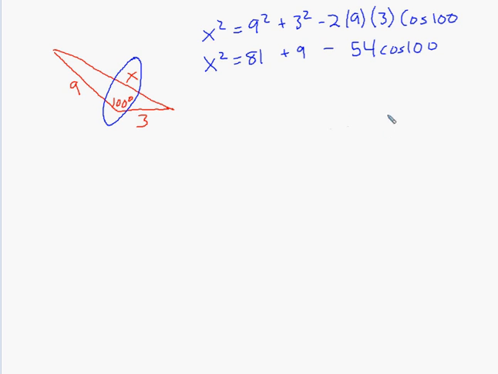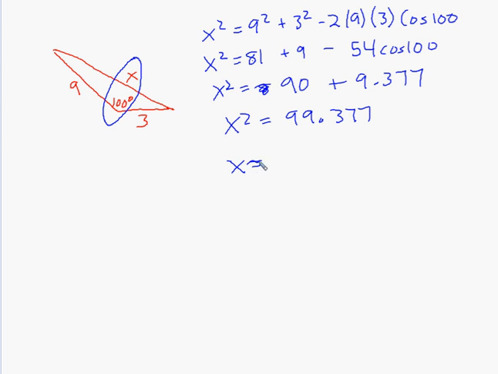Okay, so negative 54 cosine of 100. Now my calculator spits out a positive, not a negative, so I can do this addition. I follow my order of operations. 90 plus 9.377. So x squared equals 99.377. And then I square root that. So x is approximately 9.97.